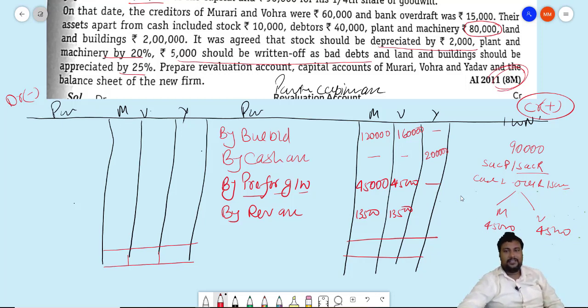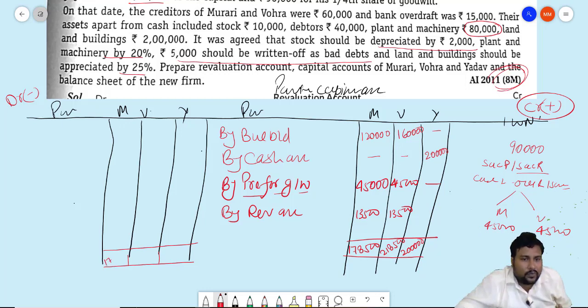For Murli, it is 1,78,500. And for Vora, it will be 1,60,000 plus 45,000 plus 13,500. And the total will be how much? 2,18,500. And this one is 2 lakh rupees. Anything on this side? No. So whatever is there will be transferred to both sides. 1,78,500, 2,18,500 and 2 lakh rupees.